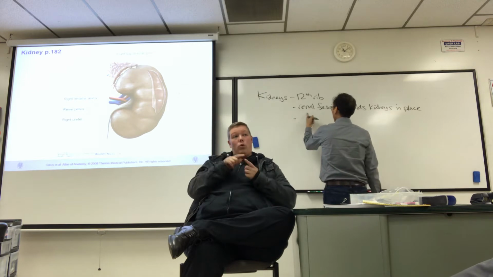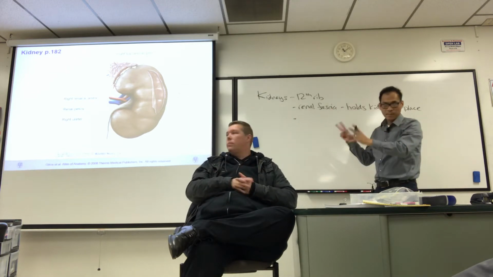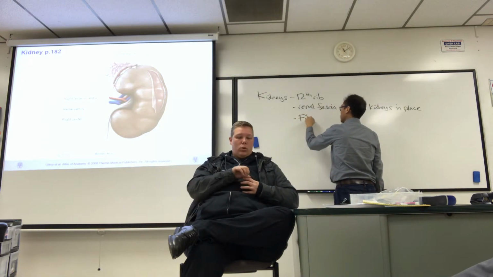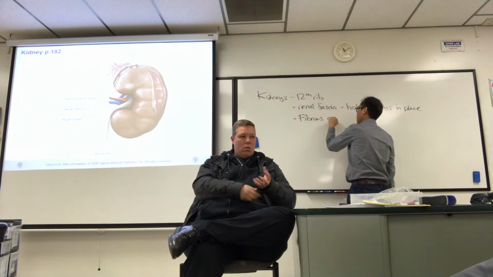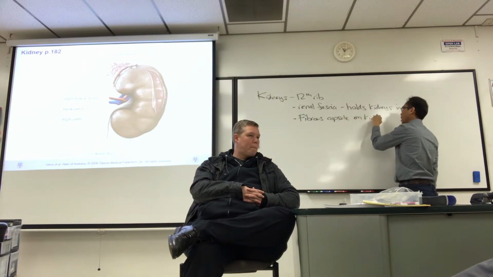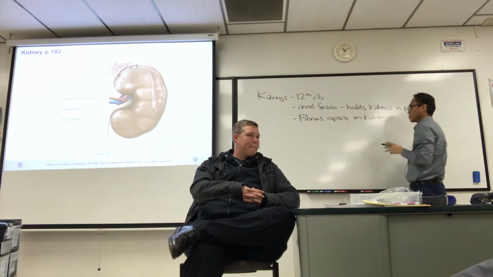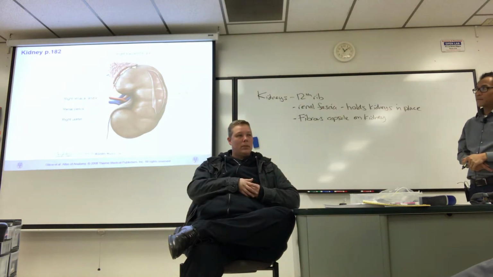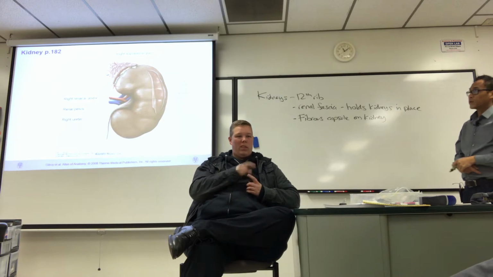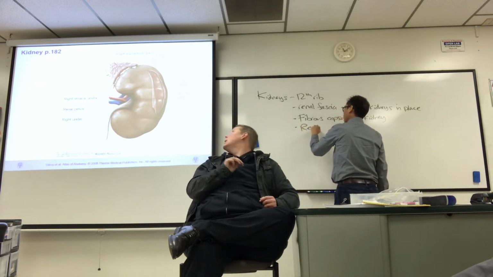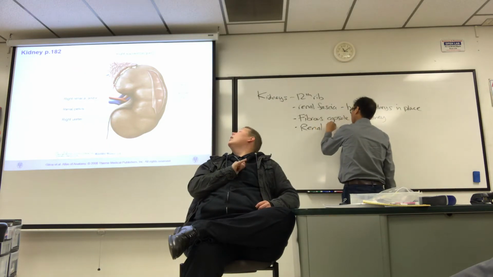So differentiate renal fascia, which holds it in place on the back body wall, from renal capsule. Fibrous capsule on the kidney. The fibrous capsule wraps the kidney, but it doesn't hold it in place on the back body wall. Renal hilum. You know that. Where things enter and exit.